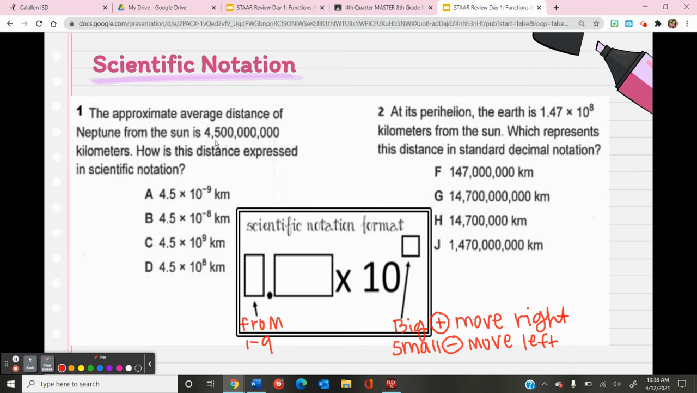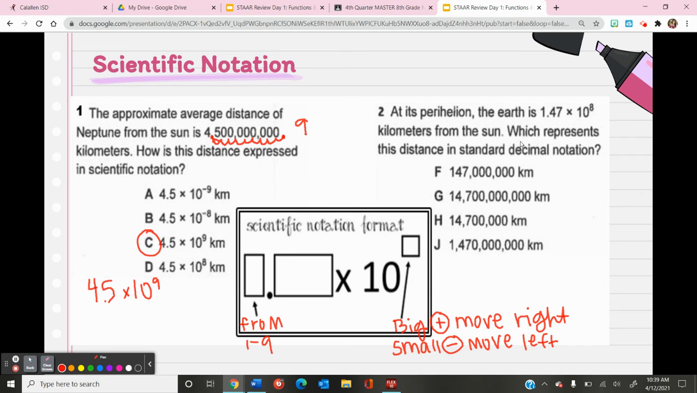So here I have a very big number. I have, again, 4,500,000,000. My decimal point is right here. I want to get this after my first non-zero number, so it's going to be placed right after the 4. So I want to physically move this to my new decimal place, so this is going 1, 2, 3, 4, 5, 6, 7, 8, 9. So I move this 9 times. So I start off with 4.5 times 10. And since I moved it 9 times and I started off with a very large number, my exponent is going to be 9, which means my answer here is C.